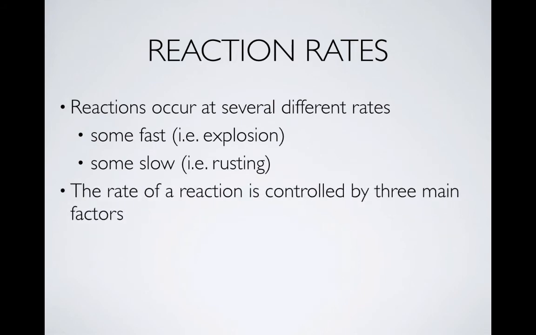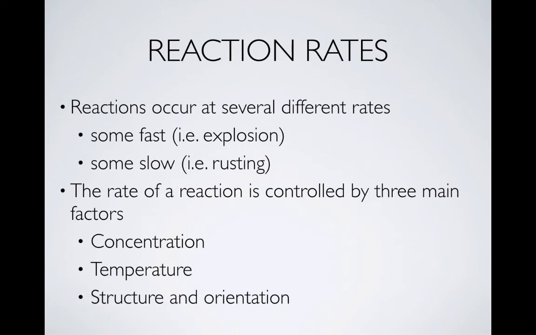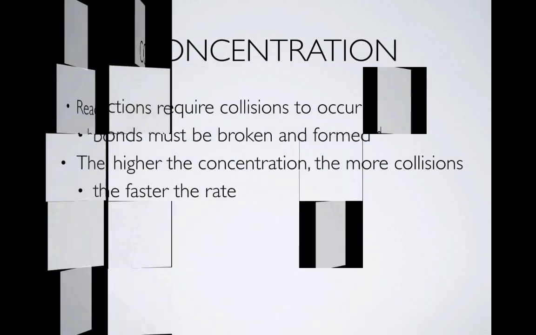Now, the rate of a reaction is actually controlled by three primary factors. We've got concentration, we've got temperature, and we've got the structure of the molecules and the orientation of those molecules when they collide. Now we're going to look at each of these separately and take a look at the effect that each of them have on the rate of a reaction.